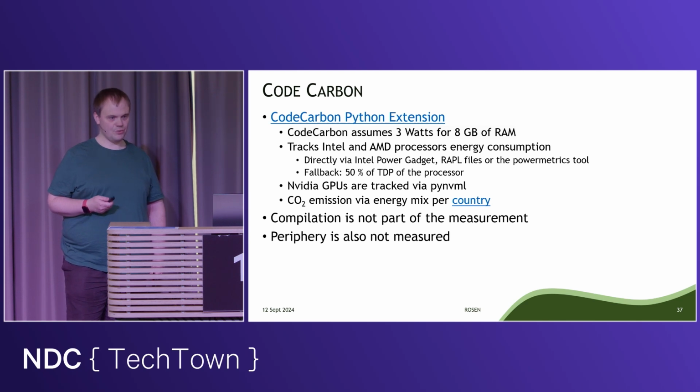For estimating the CO2 emissions, the energy consumption of a program is used together with a database of energy production mixes for different countries. Your geolocation is determined automatically for this calculation. Monitors and other periphery consume energy as well, but are not considered by CodeCarbon.